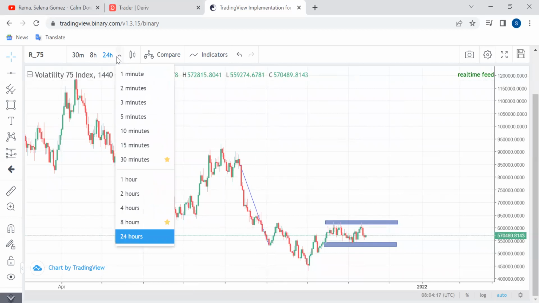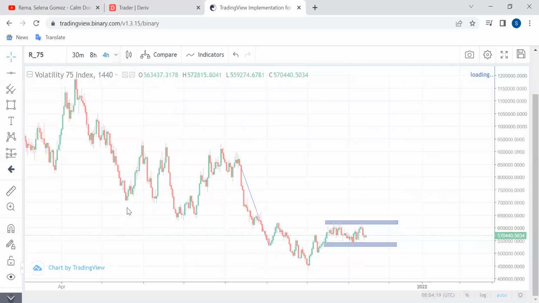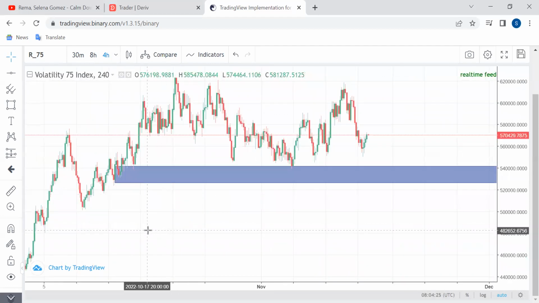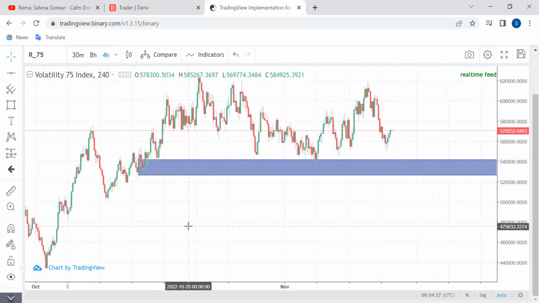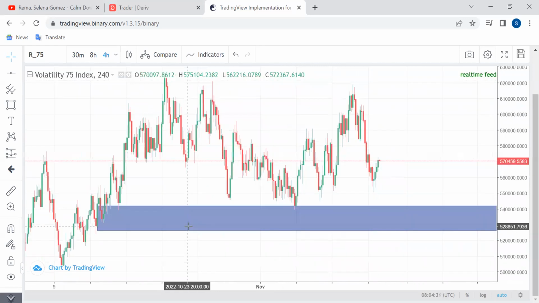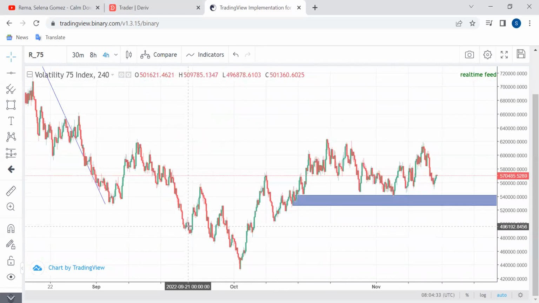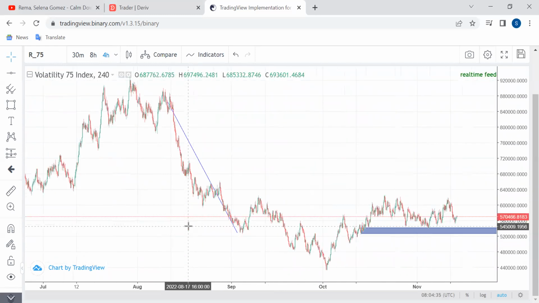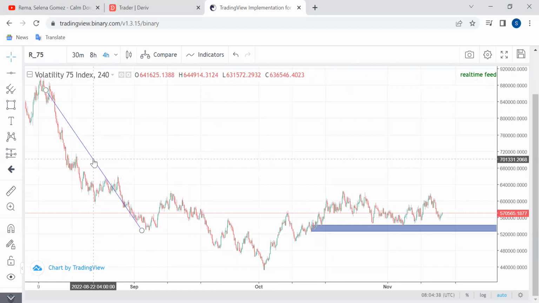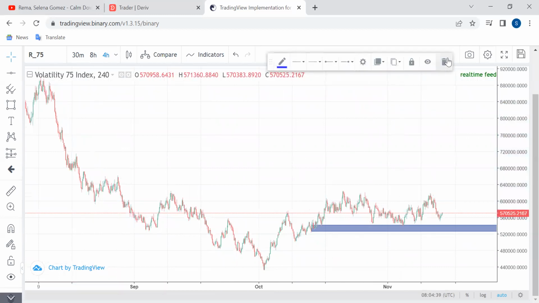So now we move to a smaller time frame, say the 4-hour time frame, smaller than the daily, that is. You see, when you move to a smaller time frame, the chart changes. So this is how it looks on the 4-hour time frame. So let me delete this.